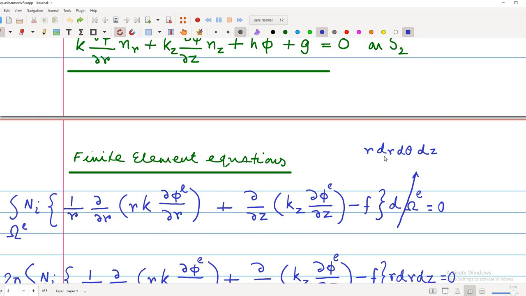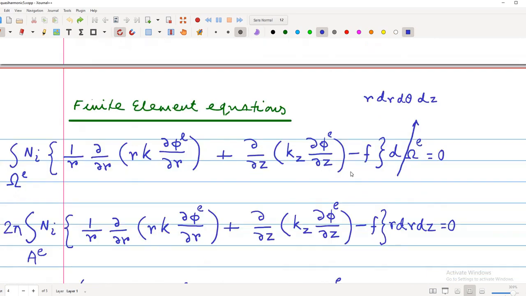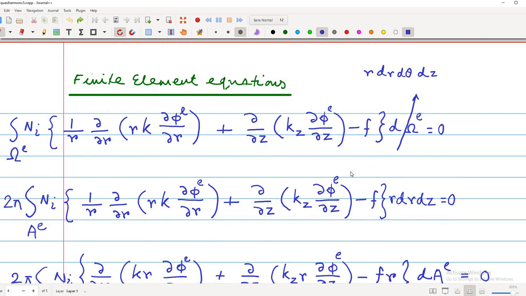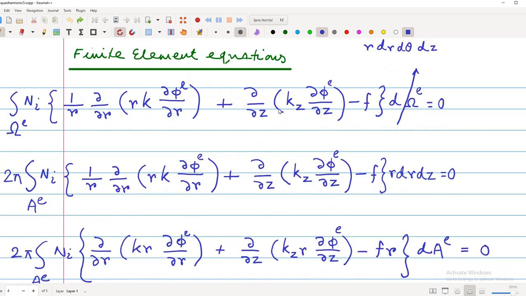So d omega, as we have discussed already, is r dr d theta dz. Dr dz is dA, and r d theta is the length in the theta direction. So since nothing is dependent on theta, theta direction can be integrated independently. So you make it twice pi, and this is this.